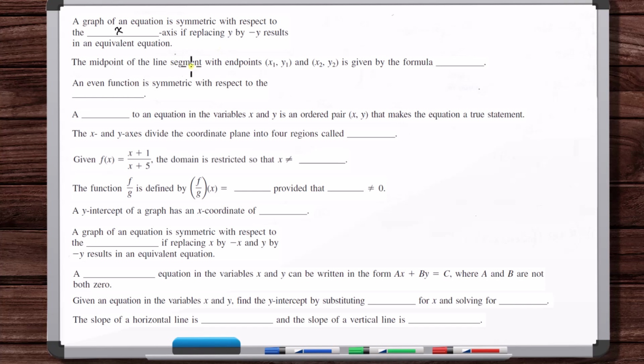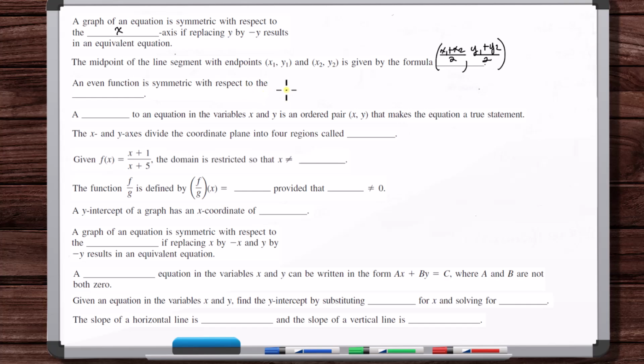The midpoint of the line segment with endpoints x1, y1, and x2, y2 is given by the formula. Okay, so this is x1 plus x2 divided by 2. That's the x-coordinate. And then y1 plus y2 divided by 2. That's the y-coordinate. An even function is symmetric with respect to the what?